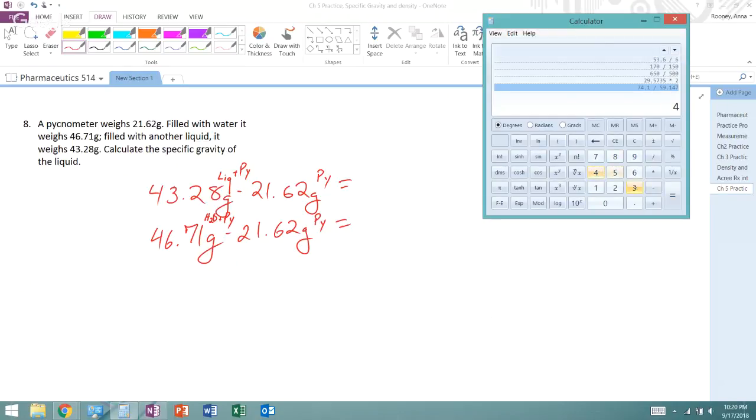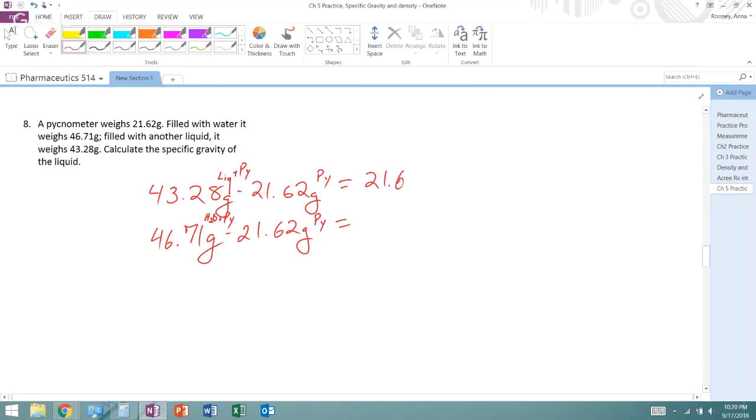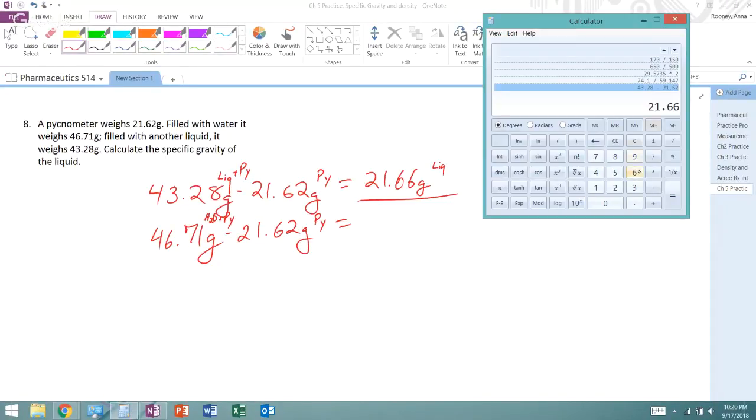So that gives 21.66 grams of our liquid. And the reason I have this set up is because eventually you want to find the ratio between these two. So I have it set up just so. 46.71 minus 21.62, 25.09.